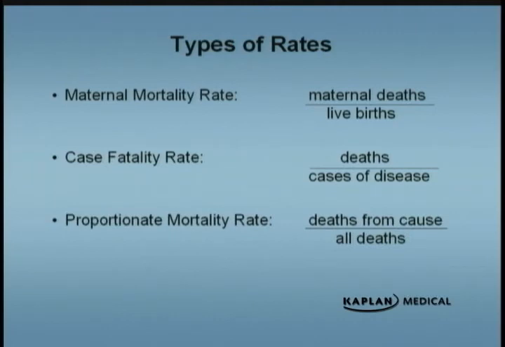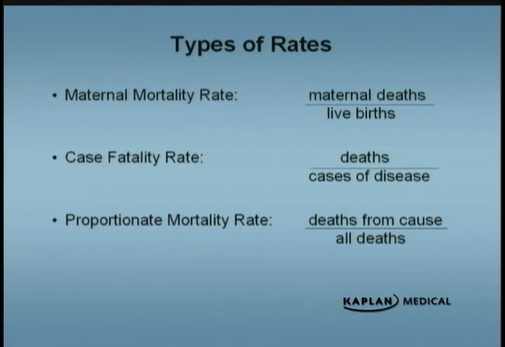Most important for you, though, out of all these rates we've talked about, are the last two: case fatality rate and proportionate mortality rate. Case fatality rate is simply deaths divided by people that have a disease. It's death given disease. Think about all the people in the world, or frankly in the U.S. that have a particular disease, what proportion of them die within a given year. That would be a case fatality rate.